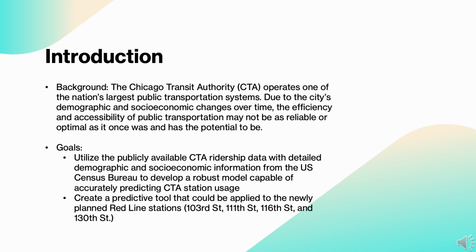Due to the city's demographic and socioeconomic changes over time, the efficiency and accessibility of public transportation may not be as reliable or as optimal as it once was and has the potential to be. With this project, our goals were to utilize the publicly available CTA ridership data with detailed demographic and socioeconomic info from the US Census Bureau to develop a robust model capable of accurately predicting CTA station usage. We also wanted to create a predictive tool that could be applied to the newly planned Red Line stations.